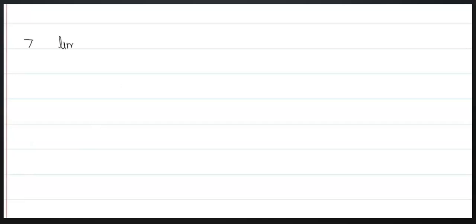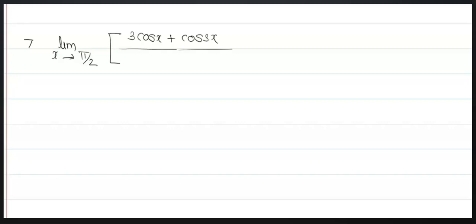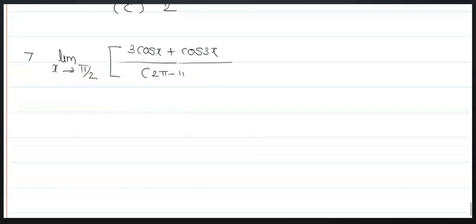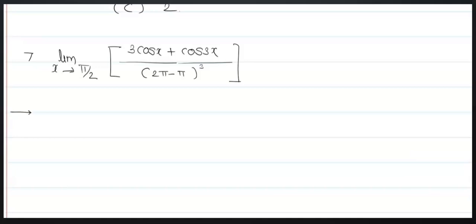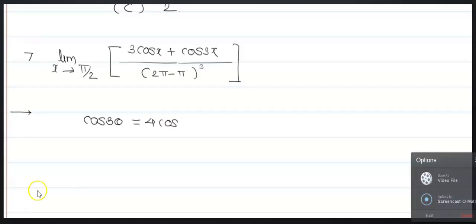Now the next is limit x tends to pi by 2, 3 cos x plus cos of 3x. Now here is again a mistake. I think that here it is 2x minus pi bracket cube. I will change it. Now what is the cos of 3 theta?